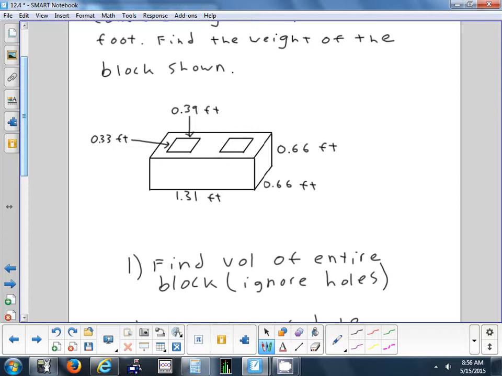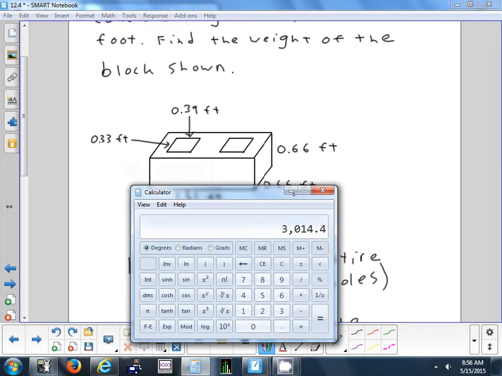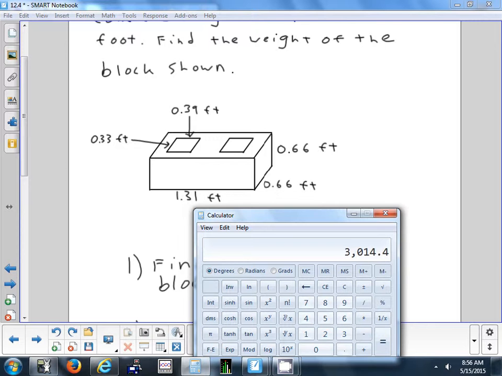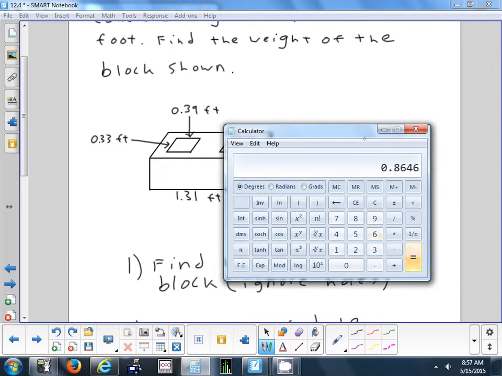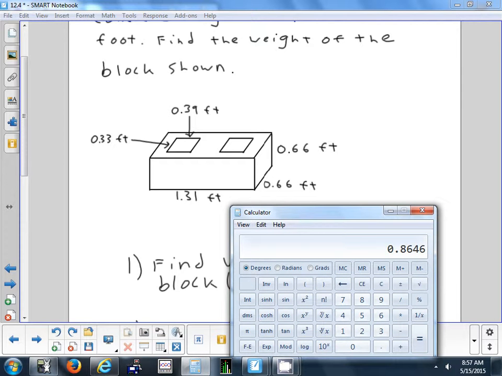Luke? To find the area of the base, you multiply 1.31 by 0.66. So your two options, we're using the numbers 1.31 and 0.66. Yeah, 1.31 times 0.66. I thought it was 13. Good. Okay, so your area of your base is, let's say, 0.86.